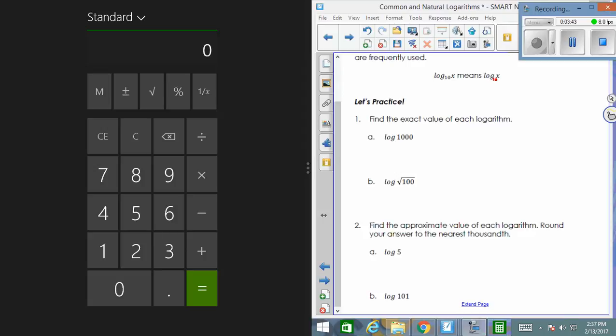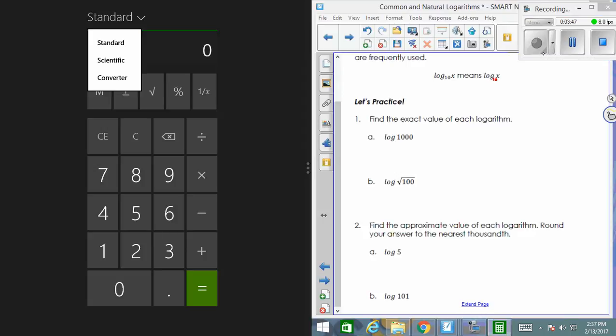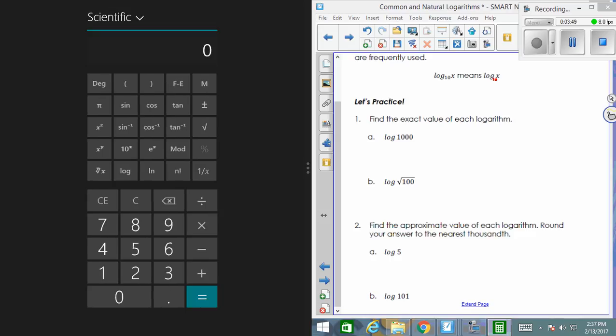So with these, the log button is on the calculator, so I'm going to change this from standard to scientific. Okay? And how we do this, we just type in the number, 1,000, and then hit the log button. And it tells me log of 1,000 here would be 3. Okay? Well, in this one, we're going to do the square root of 100, so we're taking the log of 10. Okay, so if we type in 10 log, we know that our answer would be 1.